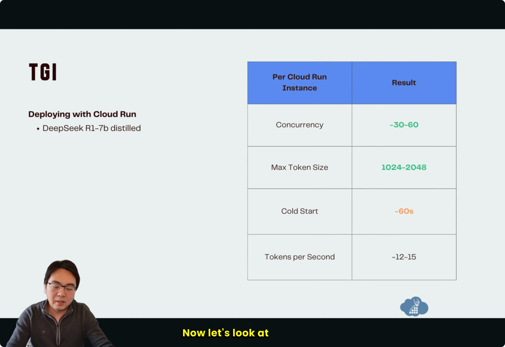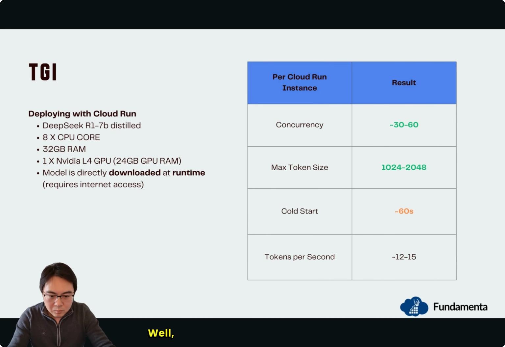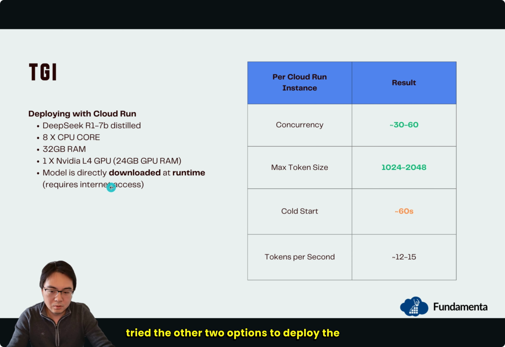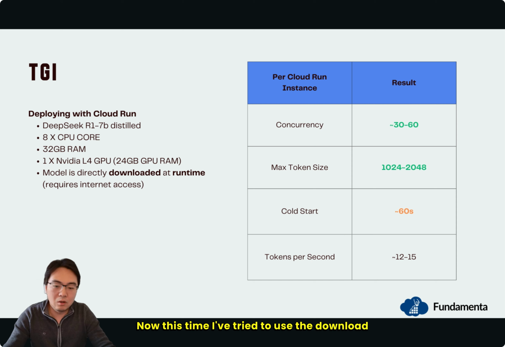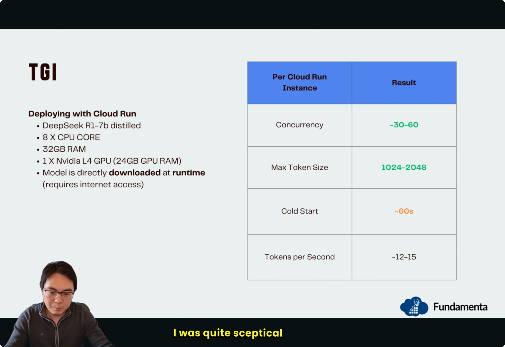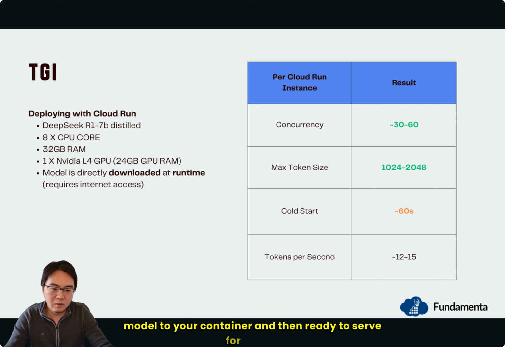Right. Now let's look at TGI, right? It's not very hard to see that I'm leaning towards this option based on the stats. And this time the difference is because I've tried the other two options to deploy the model. Now this time I've tried to use the download option, right? I was quite skeptical about whether if I download it, it would take longer. But in fact, it only took 60 seconds to get that model to your container and ready to serve traffic. It's not just download; it's ready to serve traffic as well.